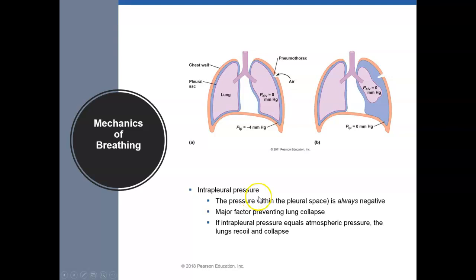Intrapleural pressure is the pressure within the pleural space. This always has to stay negative. So this pressure here in the pleural cavity is always a negative pressure. If the pressure actually equals atmospheric pressure, that would cause lung collapse. And so I thought that this was a good picture to explain this.